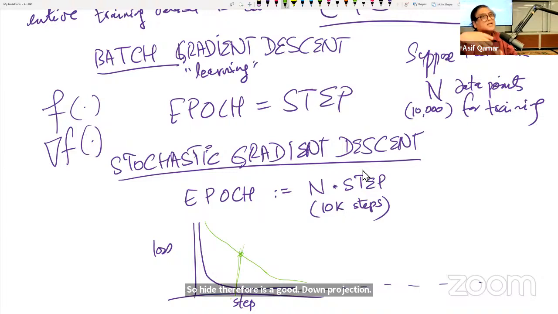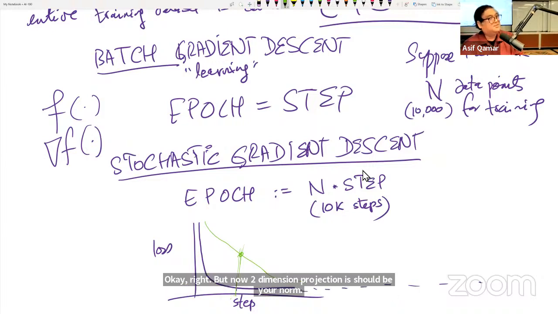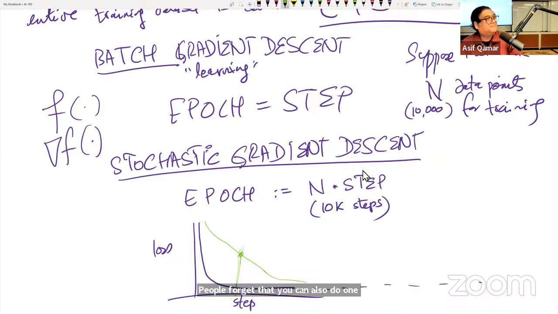Right? But you can create synthetic, maybe you can create another axis that has more of height, less and some of weight and some other attributes mixed into it also. You can project down to one dimension. Can we project data down to 2 dimensions? Yes, you can. Right? You can likewise project it down to 3 dimension. Right? But now 2-dimension projection should be your norm. People forget that you can also do 1 dimension and get some extraction out of it.